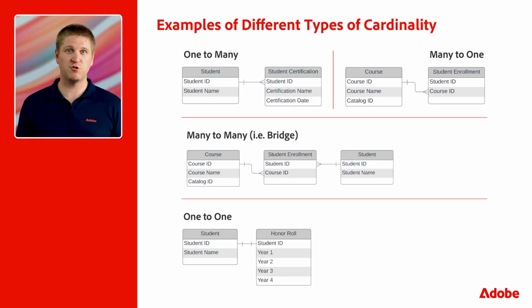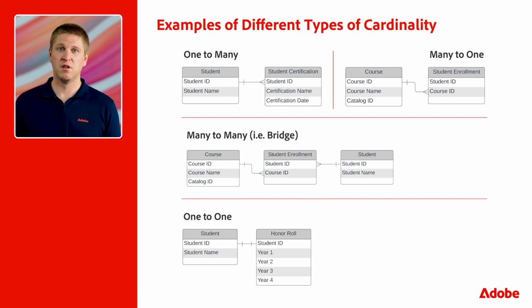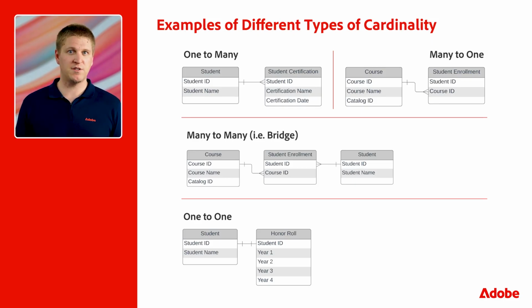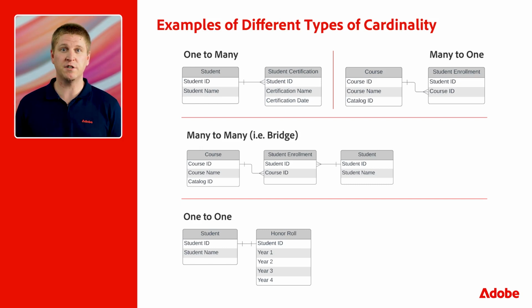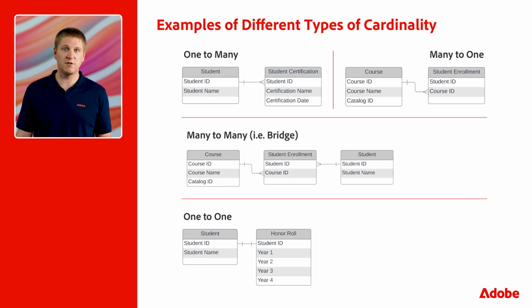The last type of relationship is a one-to-one. Simply, one record from an entity can be related to one record in another entity and vice versa. An example could be a student record can be related to one honor roll record, and in reverse, one honor roll record is related to one student.